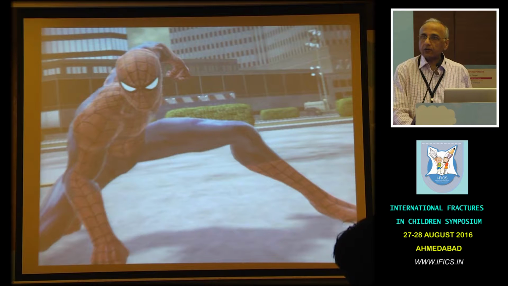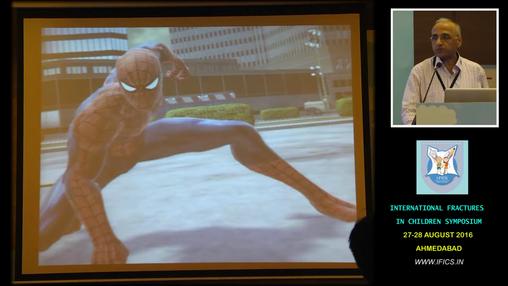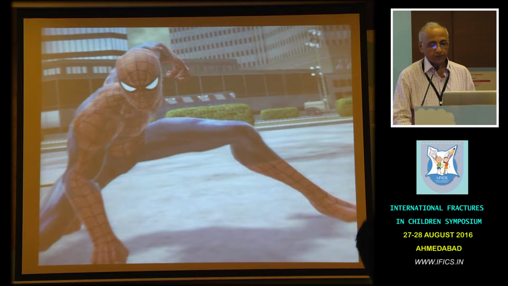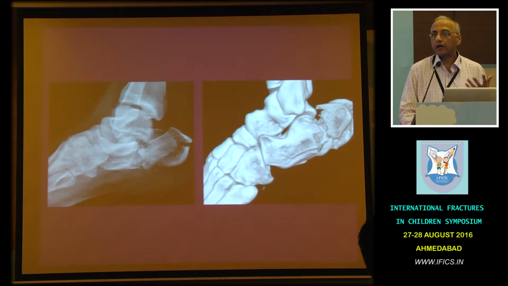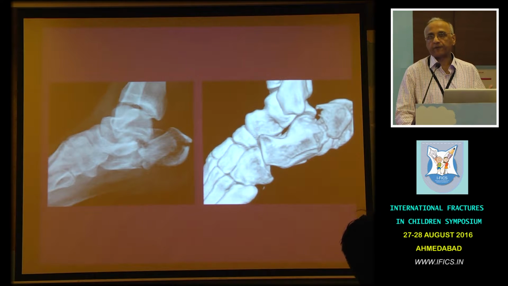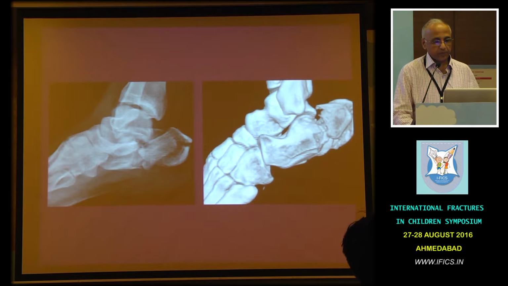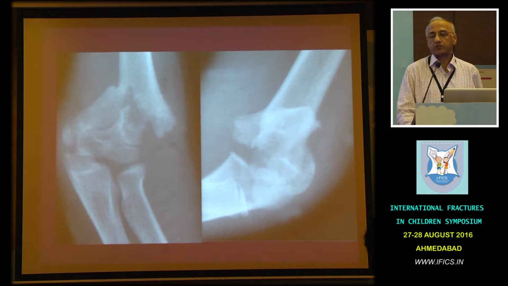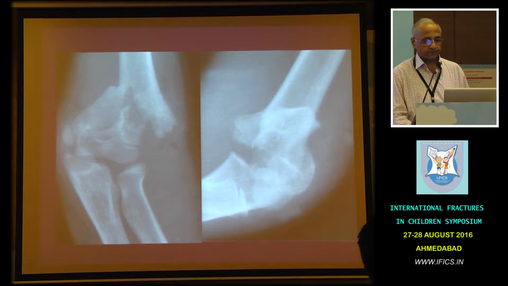When they land on the ground, the force that comes is transmitted to the heel, to the foot, and results in a multi-fragmented fracture of the calcaneum. Sometimes the force is transmitted to the elbow and we see a comminuted fracture of the supracondylar area. So that's because of the axial load.